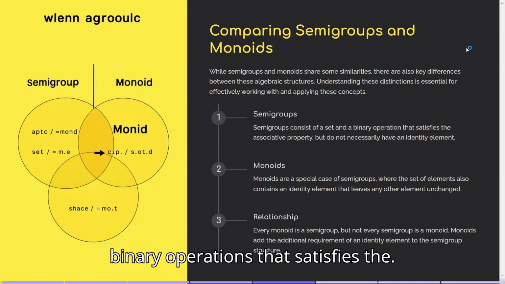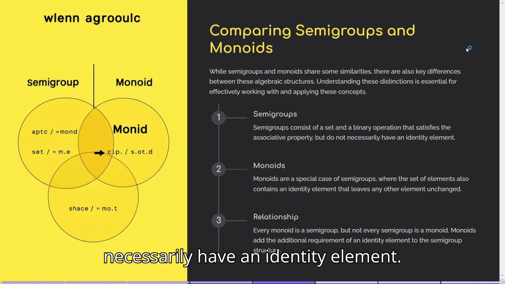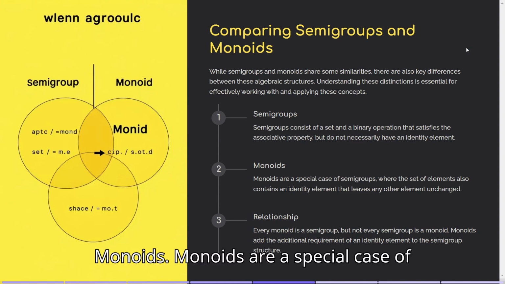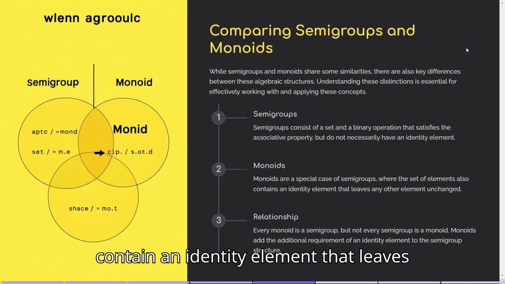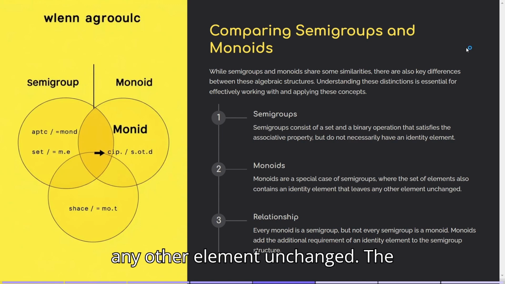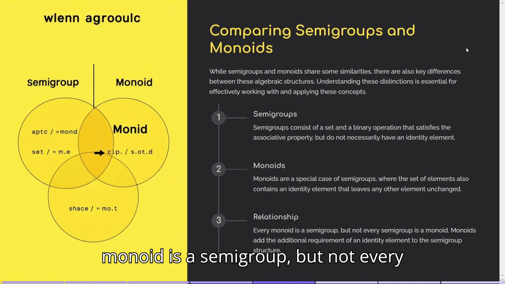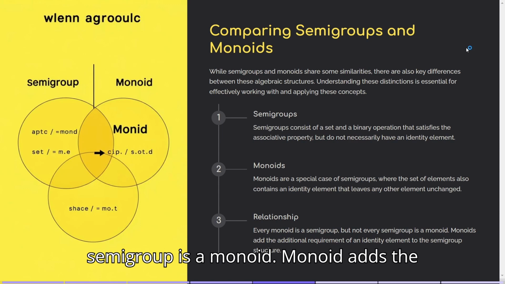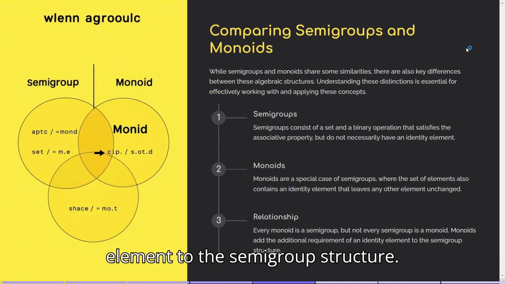So if we compare semigroup and monoid, a semigroup consists of a set and a binary operation that satisfies the associative property but does not necessarily have an identity element. Monoids are a special case of semigroups where the set of elements also contains an identity element that leaves any other element unchanged. The relationship between these two is: every monoid is a semigroup, but not every semigroup is a monoid. A monoid adds the additional requirement of an identity element to the semigroup structure.